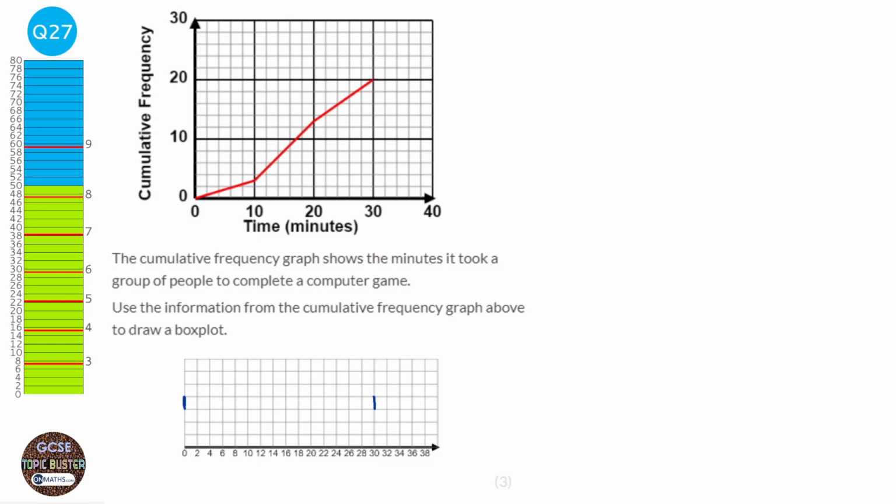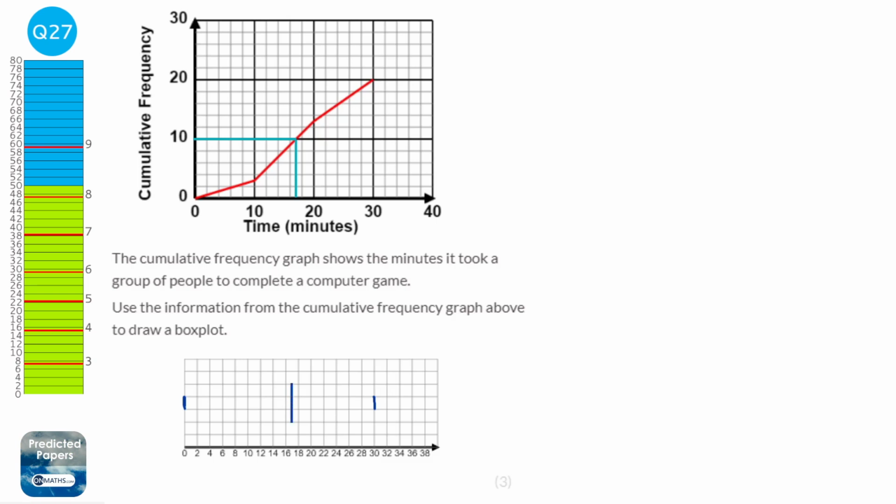Now the graph goes up to 20, the actual line goes up to 20, so the median we're going to find at 10. We're just going to draw a line across and down, and that looks like it is 17. So our median will be at 17, so we're just going to draw a line at 17. Get it just perfect, there we are.